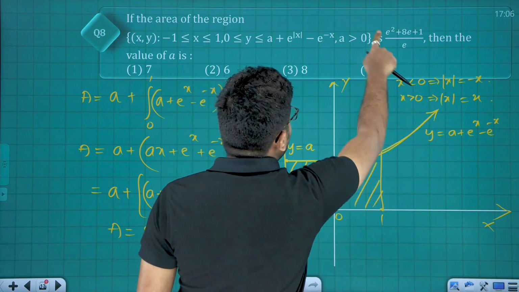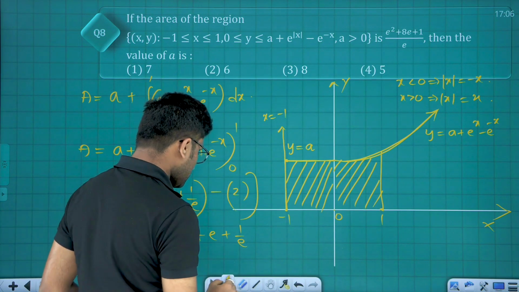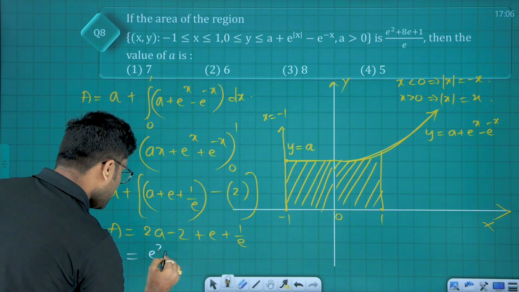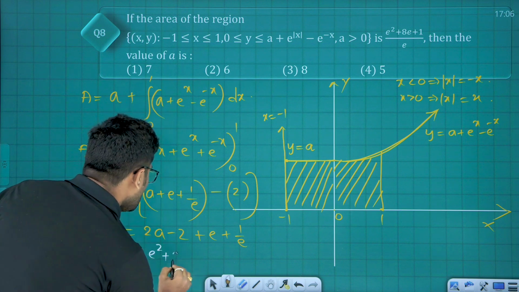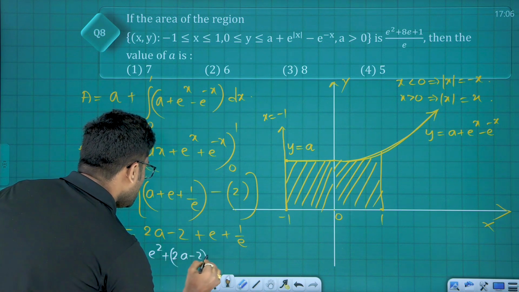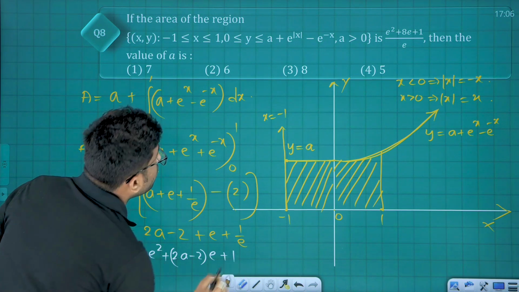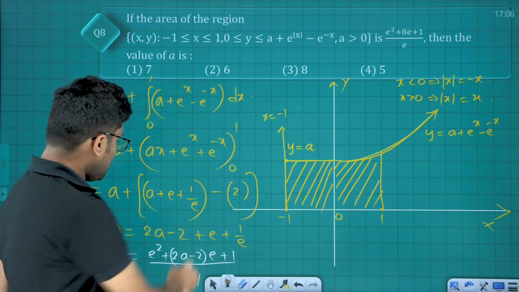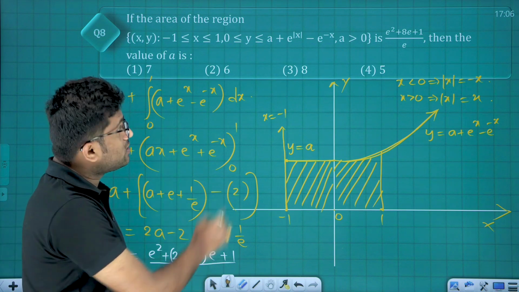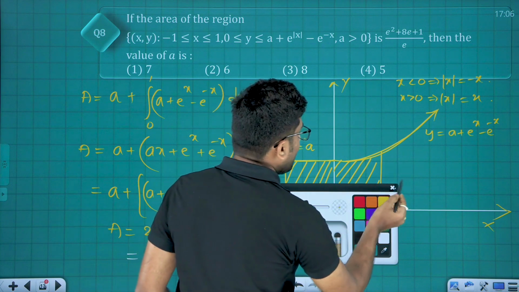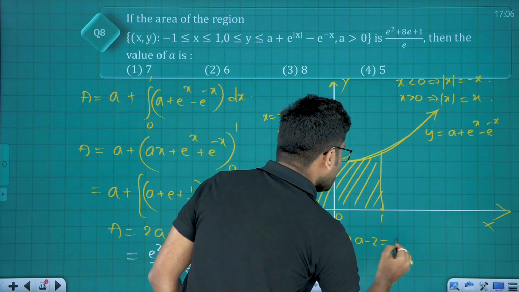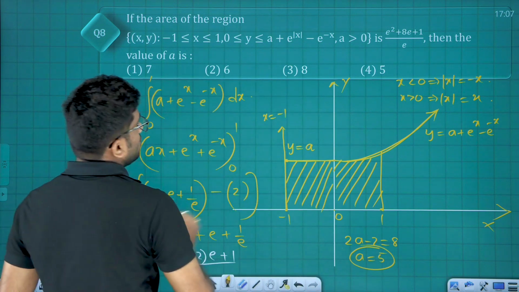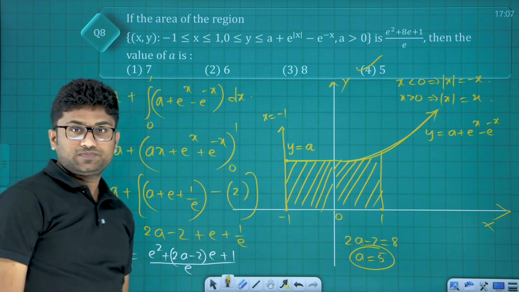Okay, but they have given something else. Let's try to arrange this in terms of that. So e square plus 2a minus 2 into e plus 1 divided by e we have. So if you compare the coefficients, e coefficient is here 2a minus 2, there it is 8. That means 2a minus 2 is equals to 8, 2a is equals to 10, a is equals to 5. So the value of a is 5, option 4.